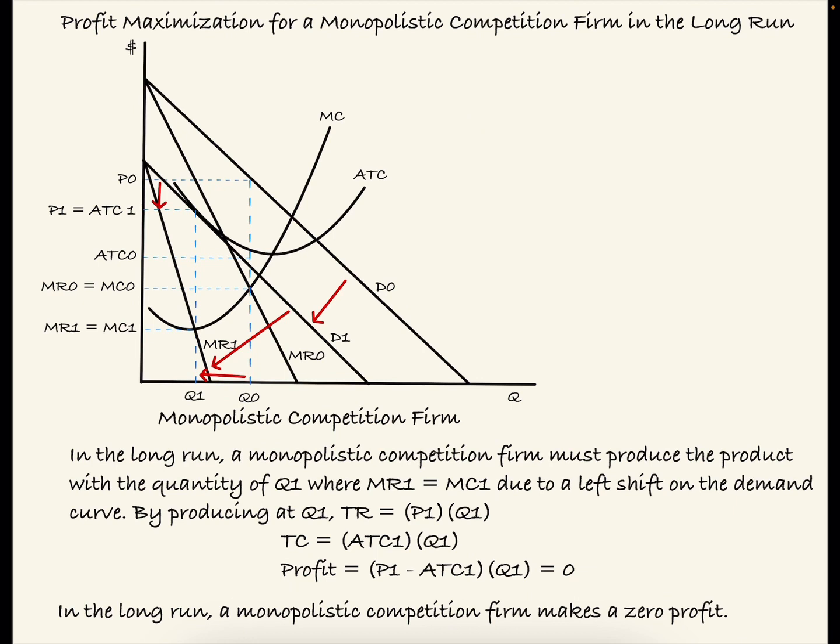So, remember that profit is total revenue minus total cost. Remember that total revenue can be found by multiplying P1 times Q1. Total cost can be found by multiplying ATC1 times Q1. And remember that profit can be found by subtracting P1 minus ATC1 altogether multiplied by Q1. But since P1 equals ATC1, the profit is zero. So, in the long run, a monopolistic competition firm makes zero profit.